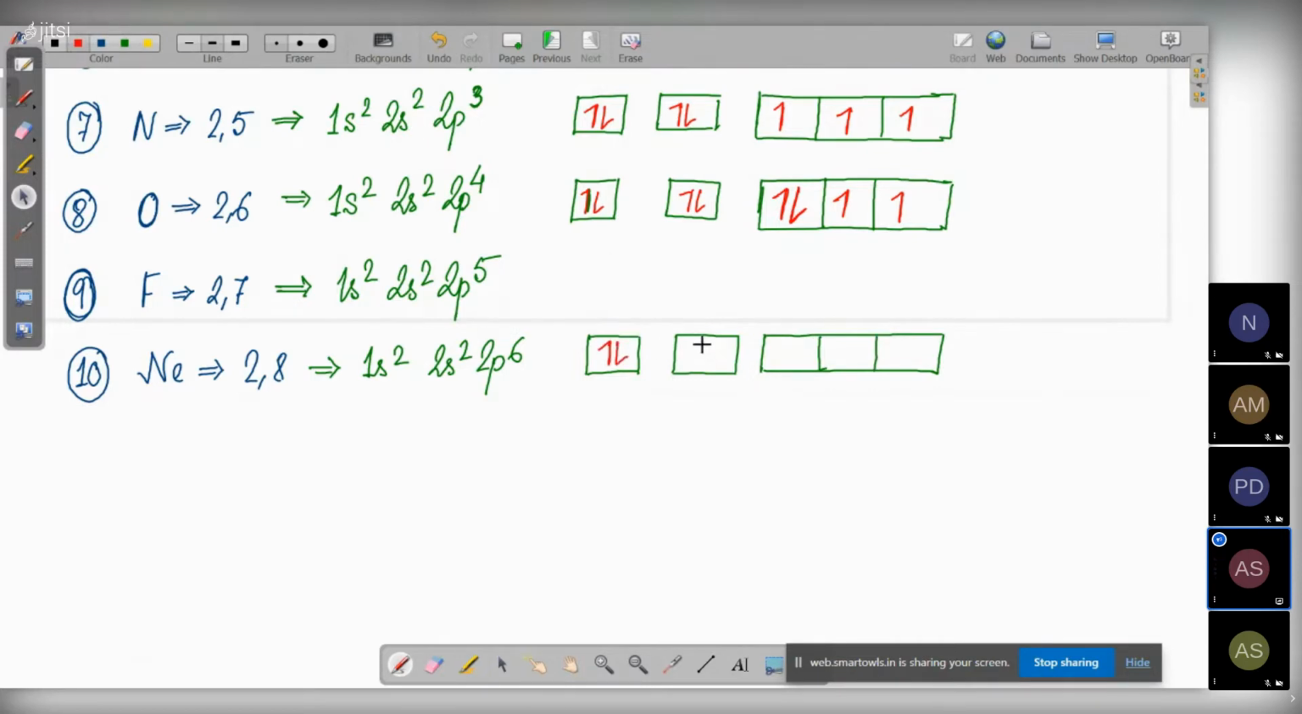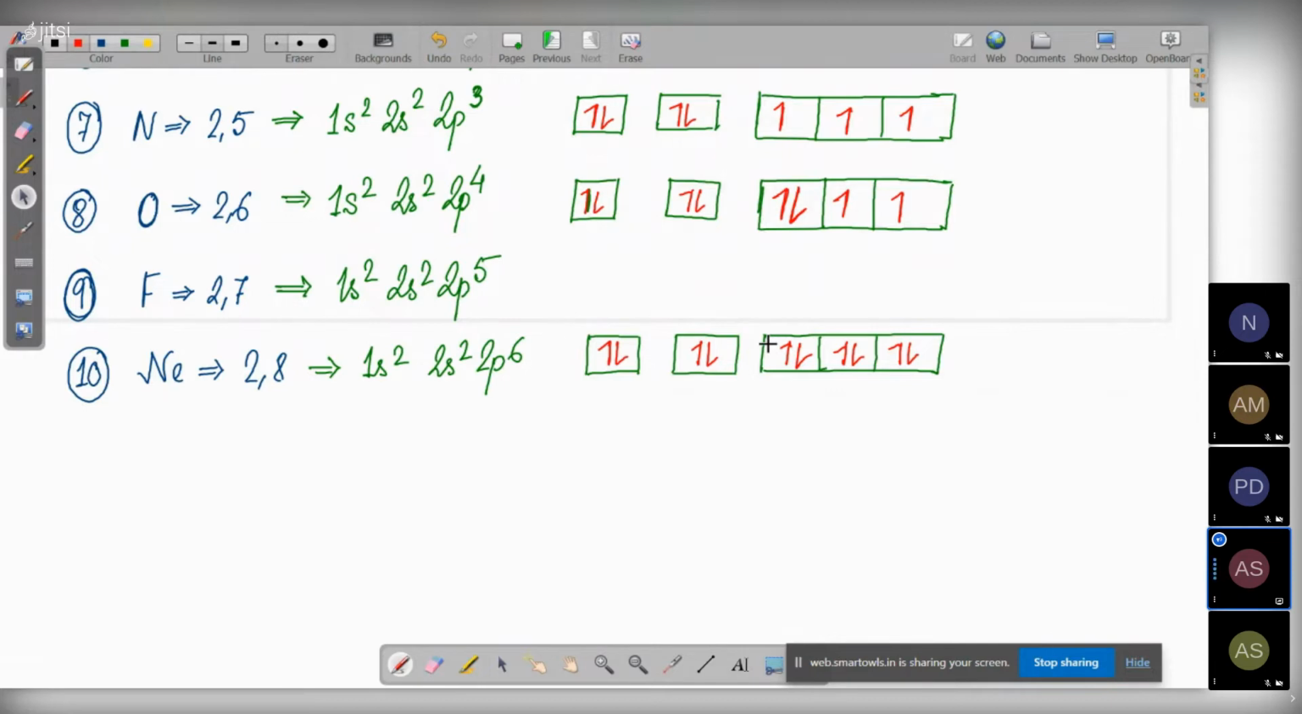1s2, 2s2, 2p6. So 1, 2, 3, 4, 5, 6. This is the configuration of neon. Now you see that all the positions in the 2p orbital are filled up. 2p can hold a maximum of 6 electrons, and with neon, all the positions available in the 2p orbital are completely occupied.